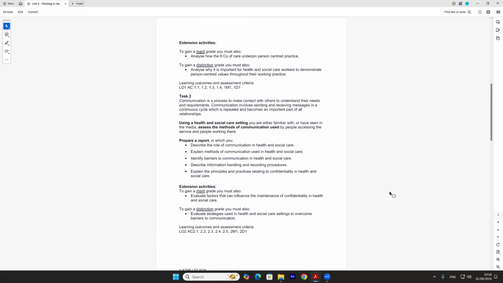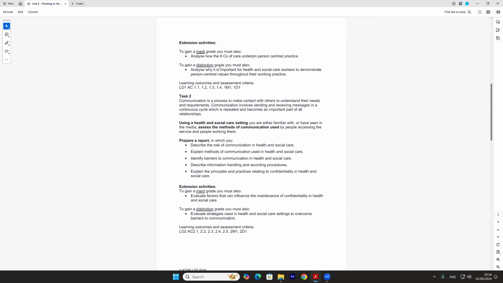Then we have task 2, and also for extension activities we have to analyze how the 6 C's of care underpin person-centered practice. And for distinction, we need to analyze why it is important for health and social care workers to demonstrate person-centered values throughout their working practice.